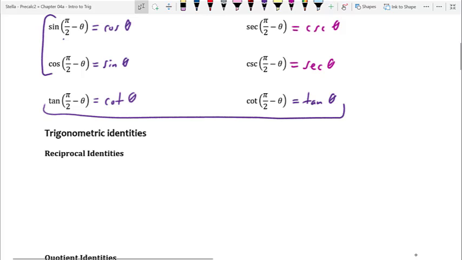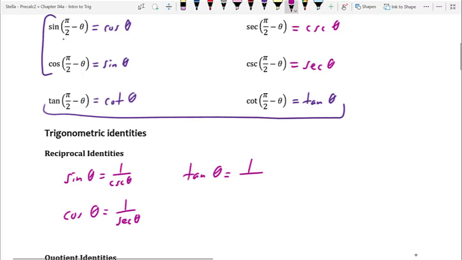So let's keep going. Reciprocal identities. We've already done these. The sine of theta is equal to 1 over the cosecant of theta, and the cosine of theta is 1 over the secant of theta. We know that based on their relationships. We also know that the tangent of theta is equal to 1 over the cotangent of theta. So those are what we call the reciprocal identities.